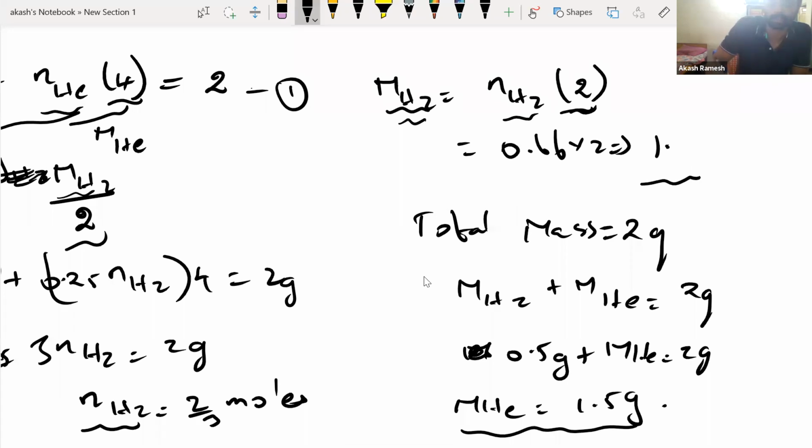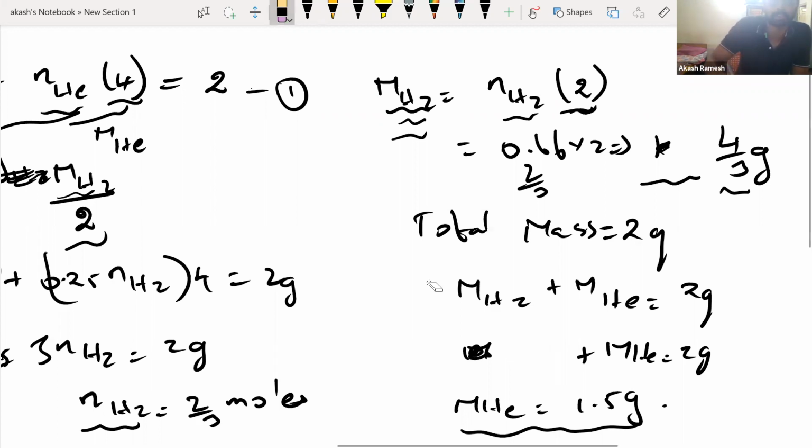Correct? Or even if I just keep it as 2 by 3 itself, 2 by 3 into 2 will become 4 by 3. We'll keep it like this. 4 by 3 grams of H2 is what I have. This is the mass of H2. Right? Now, if I want to calculate the mass of helium, that would be the total, 2 grams, minus 4 by 3 grams.